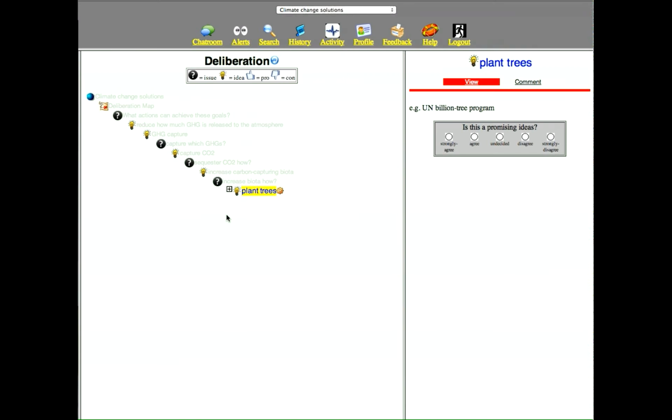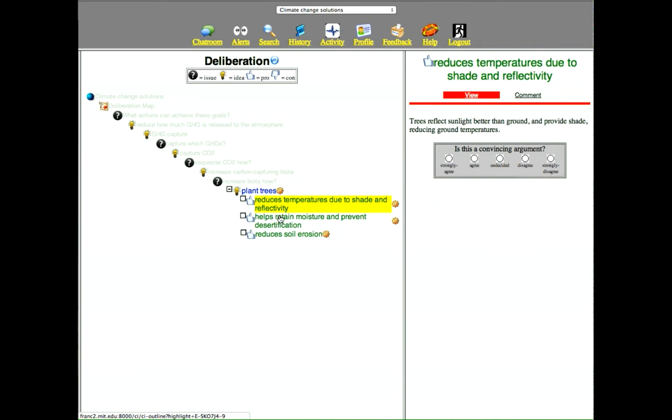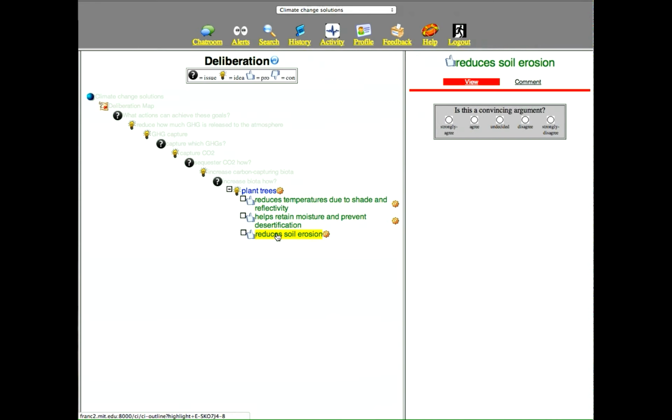For example, let's say I'm trying to decide how to rate this idea of planting trees as a climate change solution. If I click on the post, I can see the arguments that have been offered in favor of it, and I can take a look and decide if they're convincing to me as a way of deciding whether or not I like the idea or not. I could also add new arguments, both pro and con, for other people to benefit from.